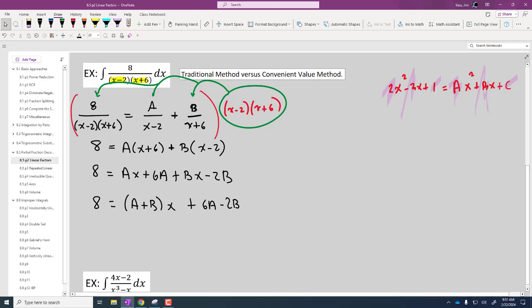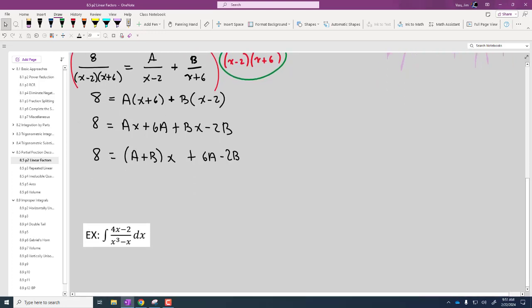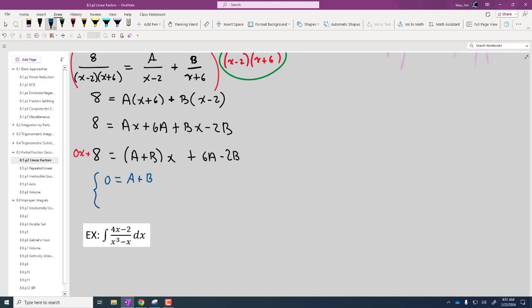We have a polynomial on the left and a polynomial on the right. What is the coefficient of x on the left? 0. This is 0x plus 8. So we do in fact have a polynomial on the left. So this tells us the following. It gives us a system. It says the coefficient of x on the left is 0, therefore the coefficient of x on the right has to be 0. Well, the coefficient of x on the right is a plus b.